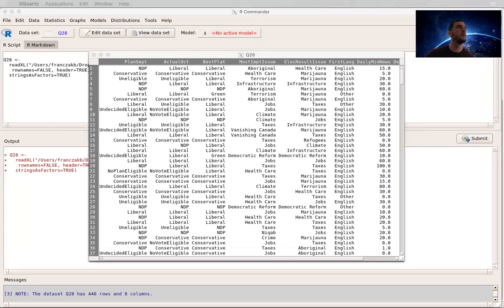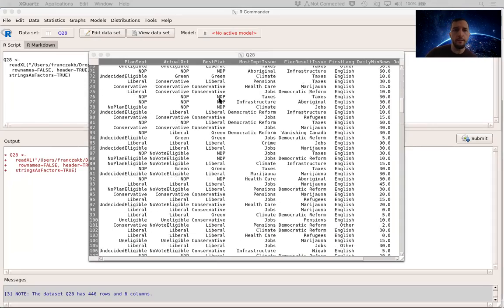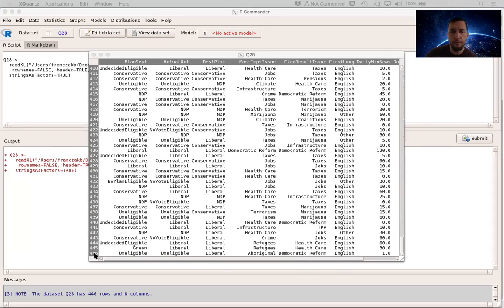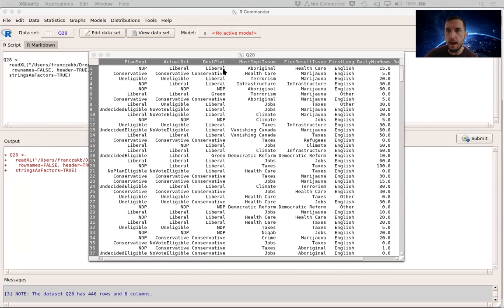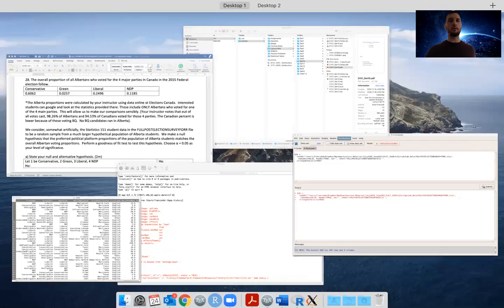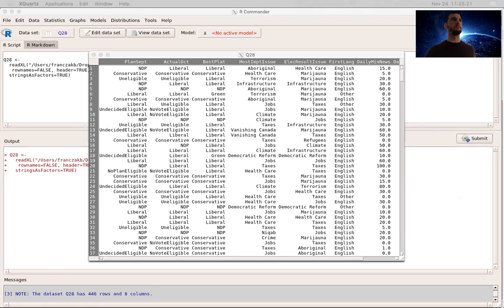All right. Now in the question, we are told, okay, so we are going to use the column best plat. So you can see from studying this data set, we have 446 total observations in our sample. So our sample size is 446. In the column best plat, you can see that what we have here are just individual outcomes that are associated with each of the variables.